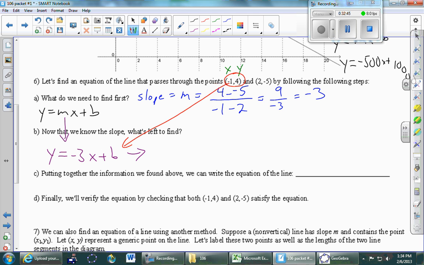Instead of y, how much is the y coordinate at this point? It's 4. Equals -3 times, how much is the x at that point? -1. Plus, how much is the b? I don't know, but we're about to find it. So all we did is pick a point, plug it in for the x and the y, and now we can solve this equation for b. So I got b is equal to +1.